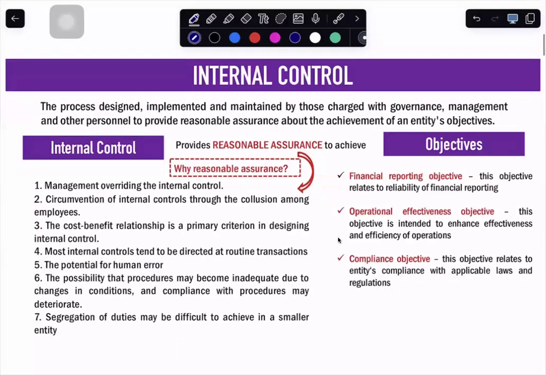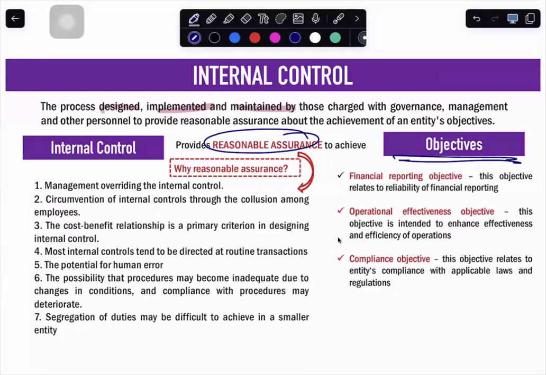So what is internal control? Internal control is the process designed, implemented, and maintained by those charged with governance, management, and other personnel to provide reasonable assurance about the achievement of an entity's objectives. So therefore, internal control provides reasonable assurance to achieve the objectives of the entity. Now, why is it reasonable assurance? Just like your audit, internal control can only have a reasonable assurance. It cannot provide absolute assurance.